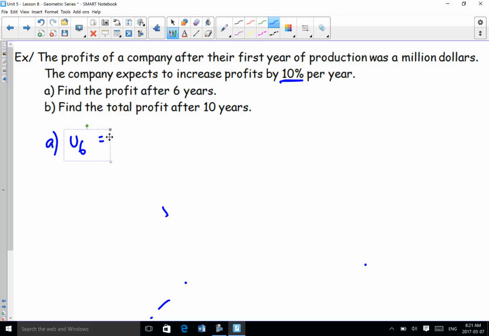This time I'm not doing 6 more years, so it really is just u6, the 6th year. What happened then? So what do we start at? We start at a u value of $1 million.